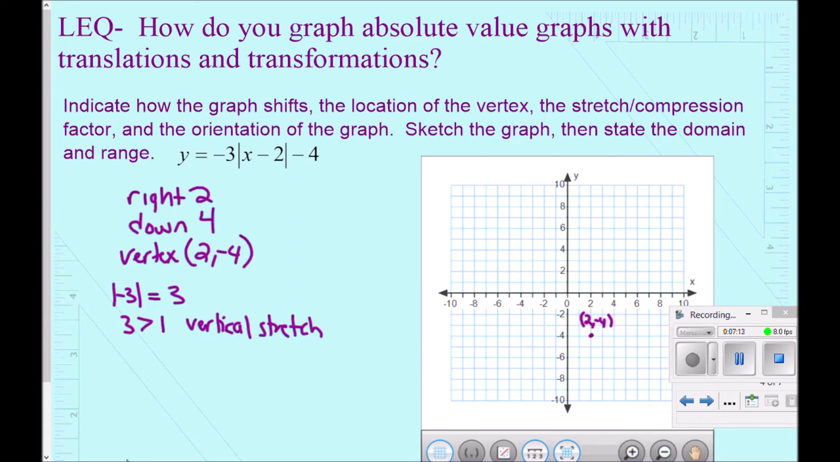Okay, and then it also asks for the stretch factor. All that really means is the number that we're multiplying the absolute value by. So vertical stretch by a factor of, you could say either 3 or negative 3. Technically, the negative part doesn't make it have a vertical stretch. It's the 3 that makes the vertical stretch. So I'm going to say a stretch factor of 3. You could also argue negative 3, and that would be fine. Okay, so that's our stretch factor. And then it says the orientation of the graph. Well, we know the negative does affect the orientation. It causes it to have a negative orientation.